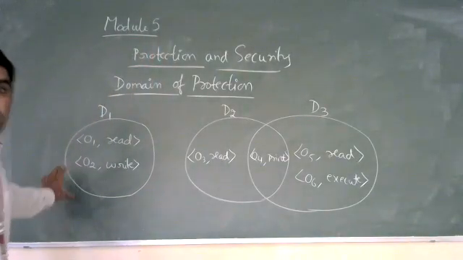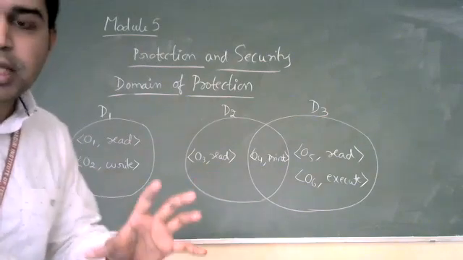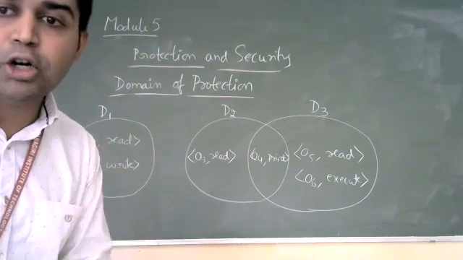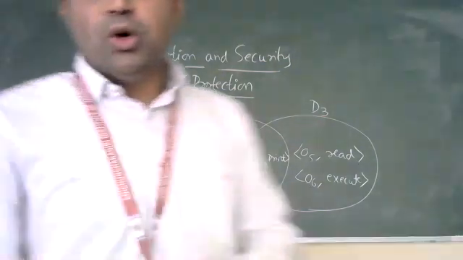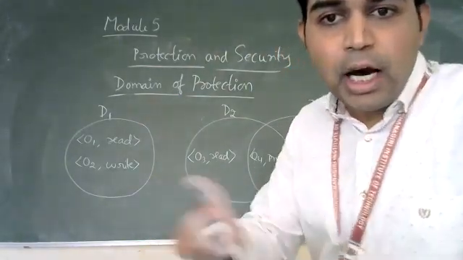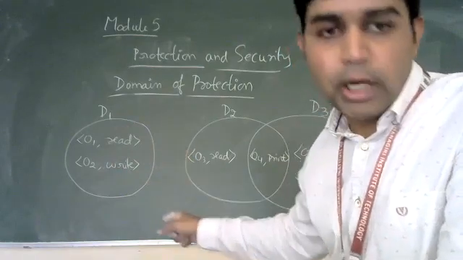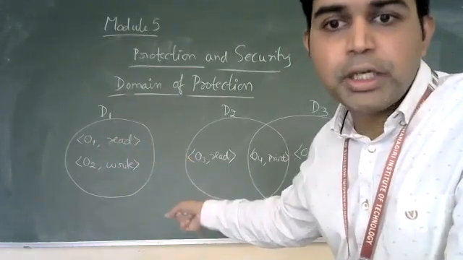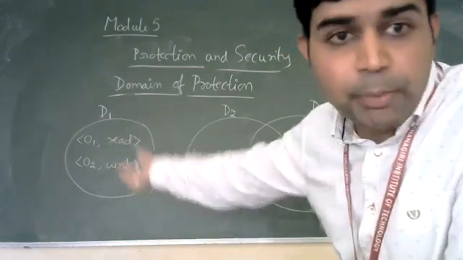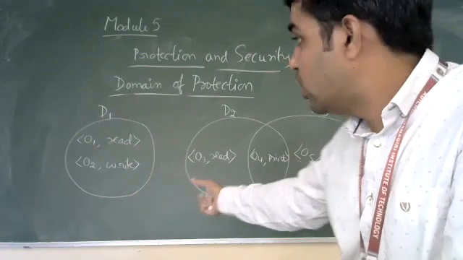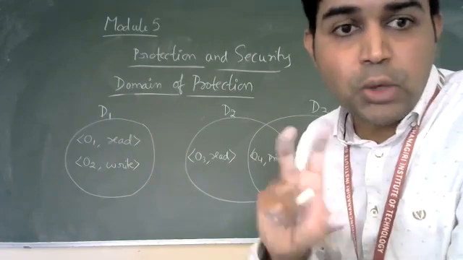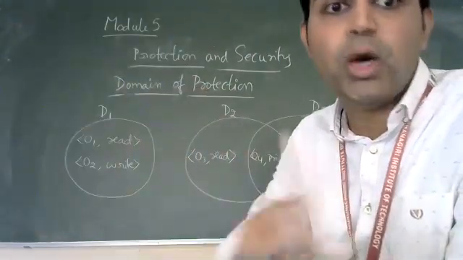Now observe the first diagram I have written. Domain 1: the list of users or programs who come under domain 1. What can they get in domain 1? They are allowed to access object 1 and object 2. Object 1 can be accessed for reading, and object 2 can be accessed for writing. That's it. These are the users who belong to domain 1.